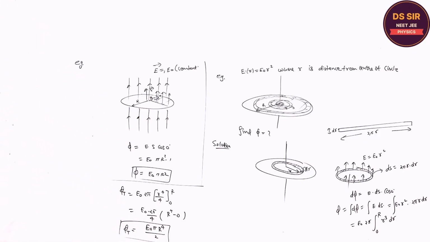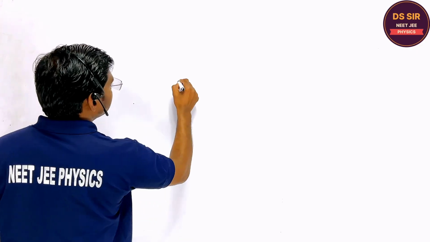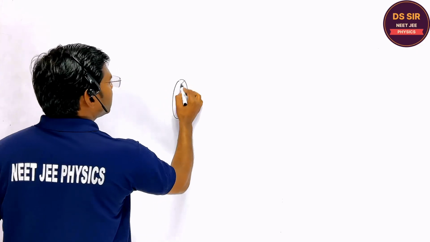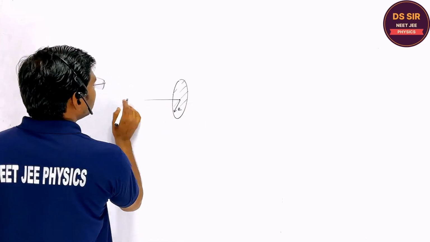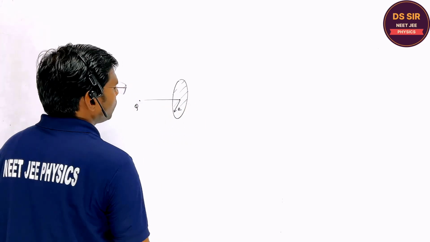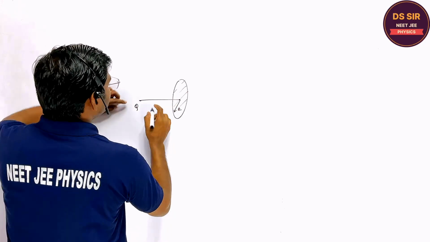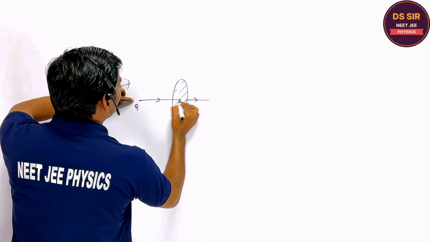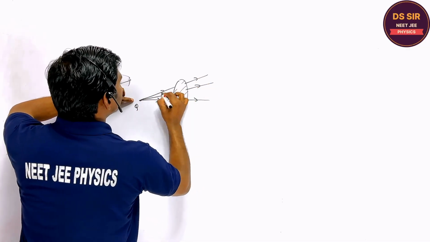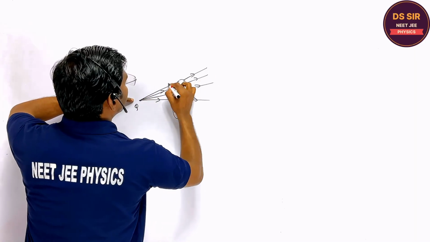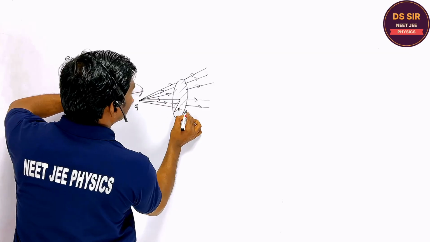Copy this. For example, if this is the disk of the radius capital R, and here the point charge q is placed over there. Is it clear? So because of this point charge, the electric field lines will be passing through this disk. So the electric flux is passing through this. Is it clear or not?